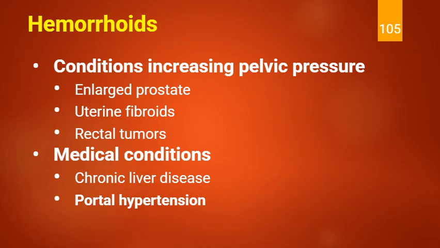Several medical conditions can also contribute to hemorrhoid formation by increasing abdominal or pelvic pressure. Examples include enlargement of the prostate gland, uterine fibroids, and rectal tumors, which can interfere with normal venous blood flow. Patients with chronic liver disease may develop hemorrhoids due to portal hypertension, which is increased pressure in the venous system that drains blood from the digestive organs.